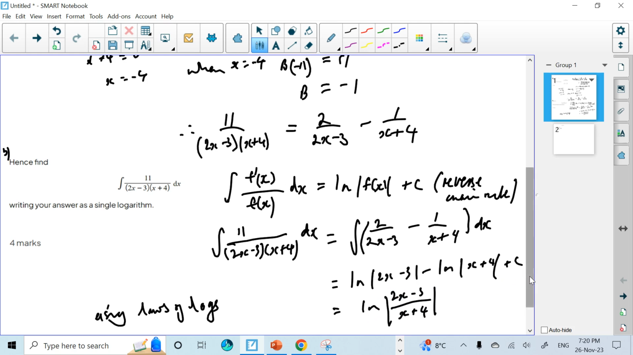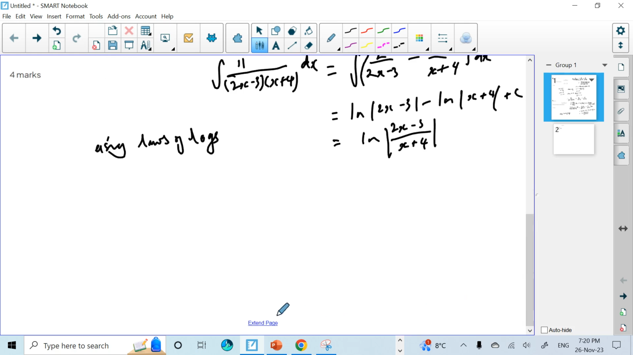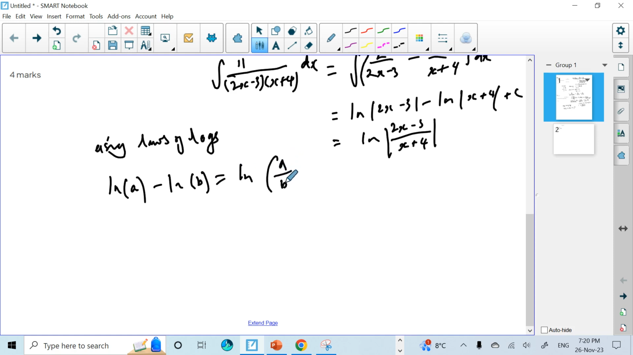And just to reiterate, that's the log of a minus log of b is equal to the log of a over b. And there you go.